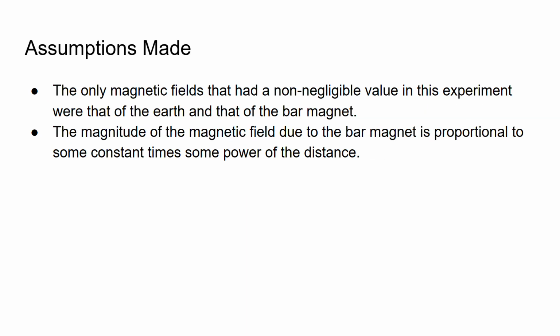Assumptions made. The only magnetic fields that had a non-negligible value in this experiment were that of the Earth and that of the bar magnet. The magnitude of the magnetic field due to the bar magnet is proportional to some constant times some power of the distance.